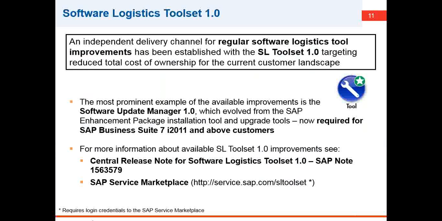And what is Business Suite 7 Innovations 2011? It's ERP6, Enhancement Package 6. It's CRM, I believe it was Enhancement Package 2 for CRM. SCM, also with Enhancement Package 2. And SRM, again, with Enhancement Package 2. They're all part of what SAP considers the Business Suite. More information is available out on the Service Marketplace at service.sap.com/SLToolset, as you can see on the screen. And as well, I've given you the central release note for the toolset. It's SAP Note 1563579.